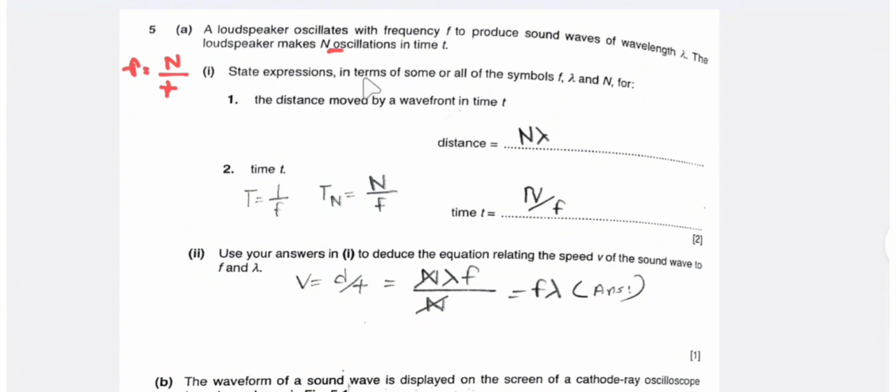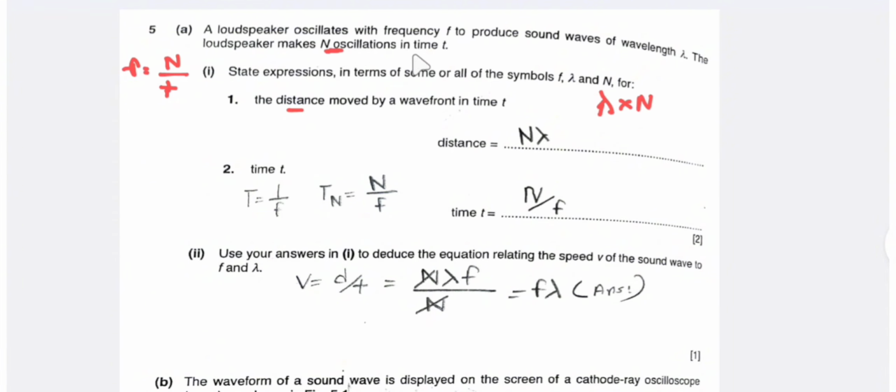State expressions in terms of some or all of the symbols f, lambda and n for the distance moved by a wavefront in the time t. So basically we just need to calculate the distance moved. What is the distance? The distance is the number of waves produced and the wavelength. Lambda is the wavelength for one wave, multiplied by the number of waves, that is n.